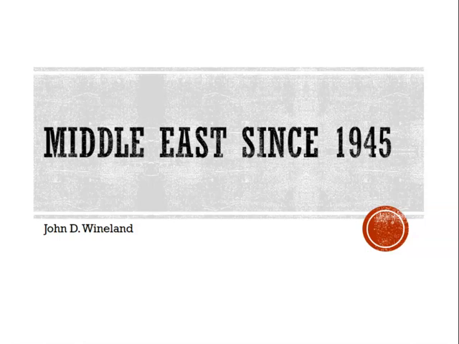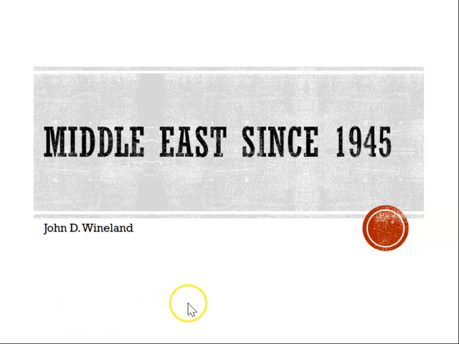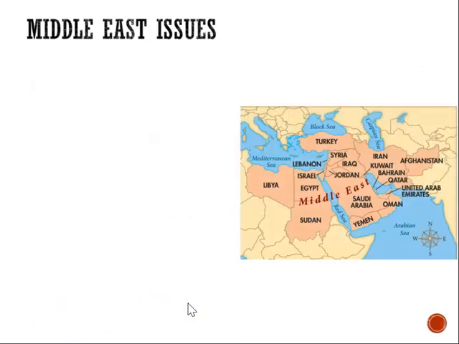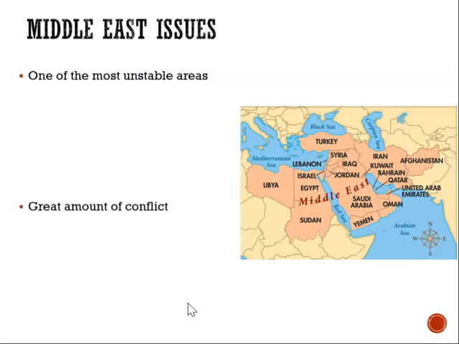We're going to take a look at the Middle East now in the modern period since 1945, and we'll probably go back to World War I to understand the roots of what's going on today. The Middle East is a very complicated area and has a lot of different factors that make this one of the most unstable areas, filled with conflict, and very complicated politically.